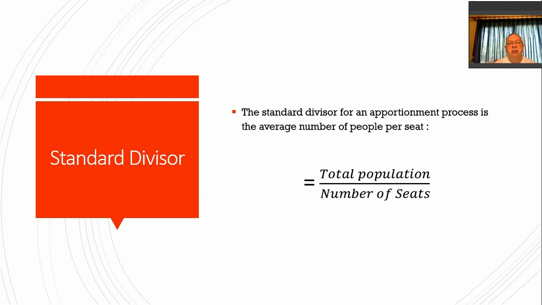Before we start talking about districts, we need to say what the total population is and the number of seats that we have been allocated. So we'll take the total population and the number of seats, and that gives us the standard divisor. Basically, it is a piece of the population per seat that we're working with here.